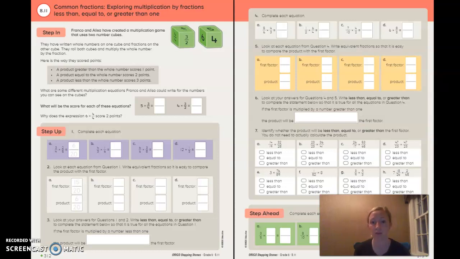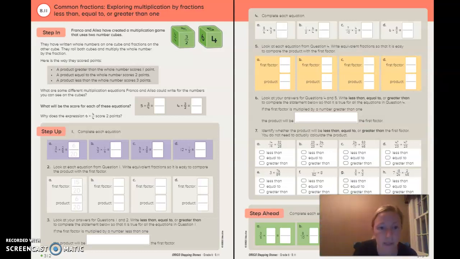So for instance, if you have 4 multiplied by 3 over 2, they're saying if the product is greater than that whole number, you score 1 point. A product equal to the whole number scores 2 points. So if it's equal to the whole number, which in this case is 4, you get 2 points. And a product that is less than the whole number gets 3 points.